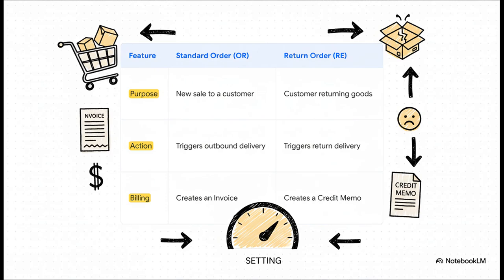And this table just shows you how powerful it is. Look at a standard order, type OR. Its whole purpose is a new sale. It kicks off a delivery out to the customer and creates an invoice to get paid. But a return order, type RE, does the complete opposite. It triggers a delivery to bring goods back and creates a credit memo to give money back. Two totally different worlds, and it's all controlled by that one setting.